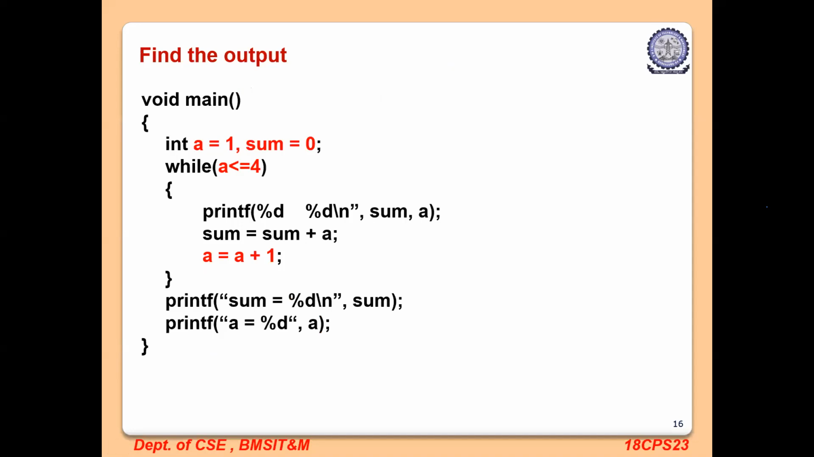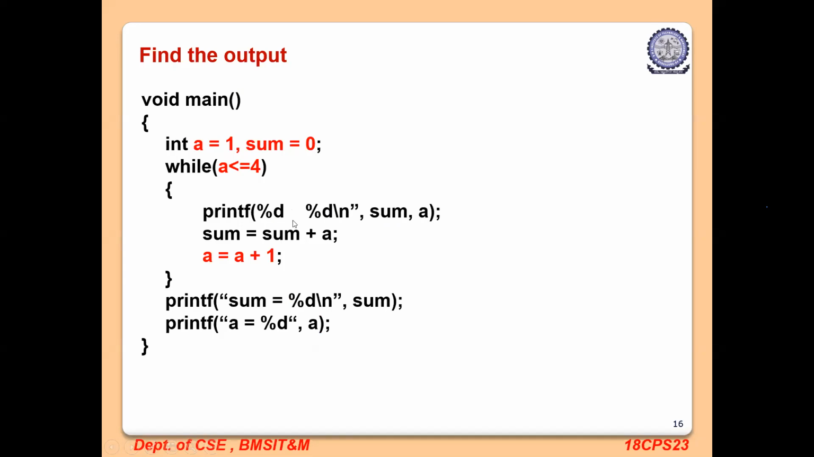Now this is another program. Can anybody tell me what will be the output of this program? The initial value of A is equal to 1. Sum is equal to 0. Here I'll check the condition whether 1 is less than or equal to 4. Yes, it is. So control goes in. It will print sum and A. What is sum now? It is 0. What is A? It is 1. So 0 and 1 will be printed.